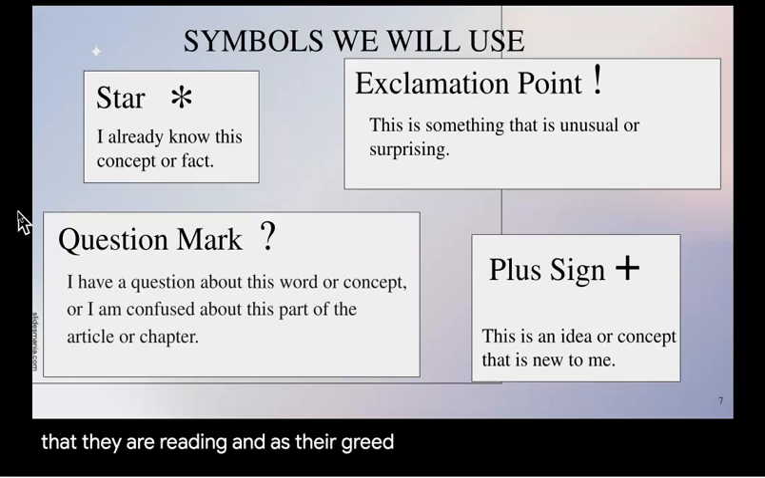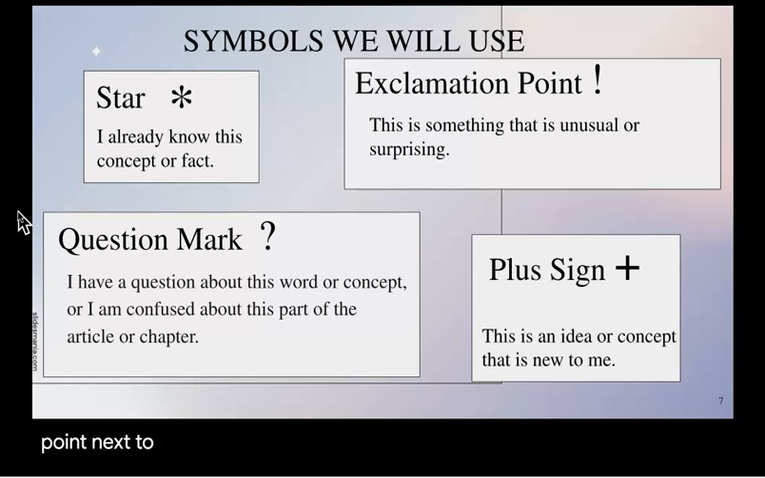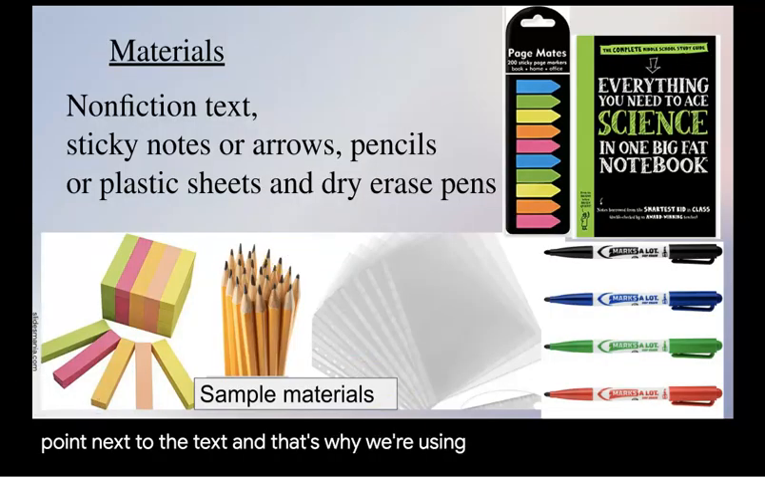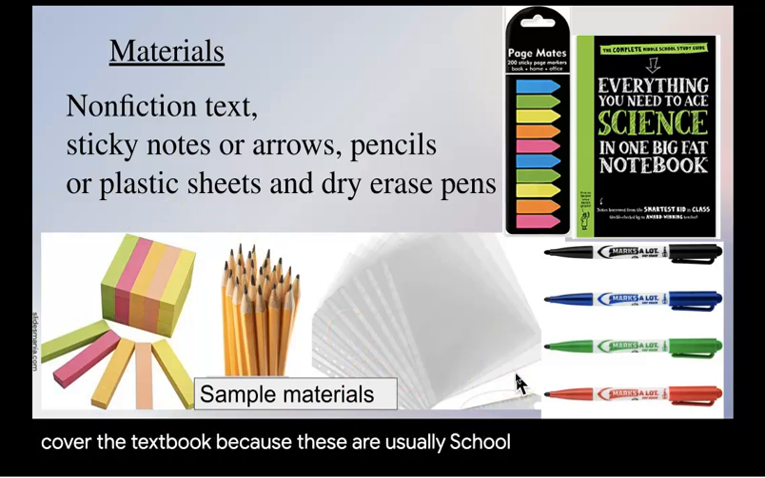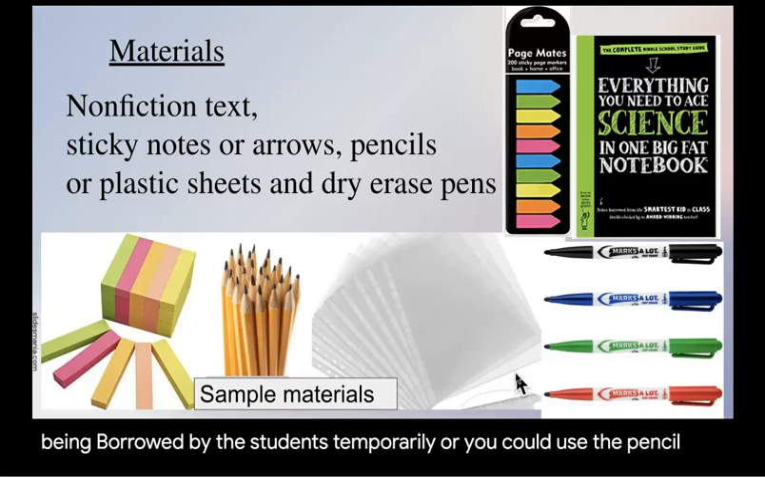And as they're reading and going along, they will make little marks, either the plus sign, the star, the question mark, or the exclamation point next to the text. And that's why we're using dry erase plastic sheets to cover the textbook, because these are usually school textbooks which cannot be written into because they belong to the school and they are only being borrowed by the students temporarily. Or you can use the pencils and the sticky notes. This is to protect the school property.